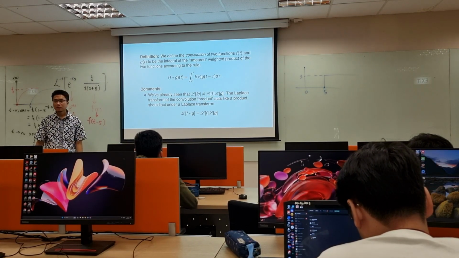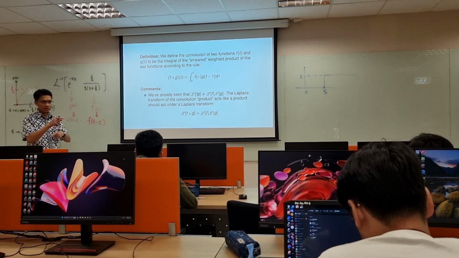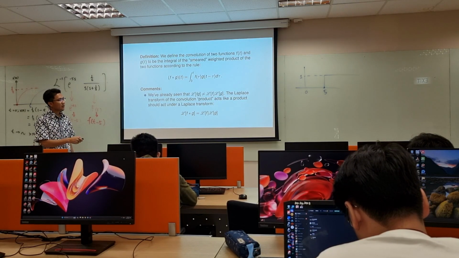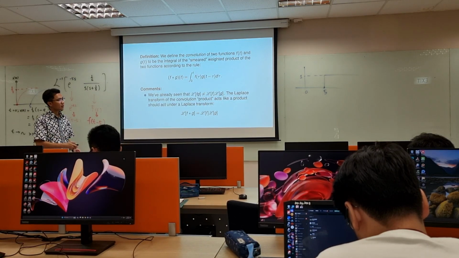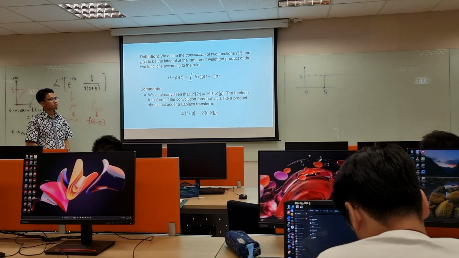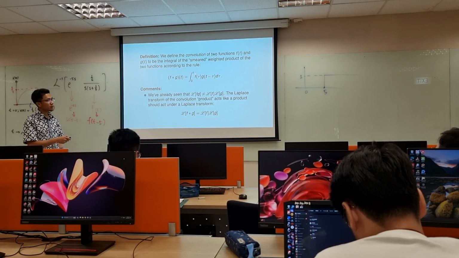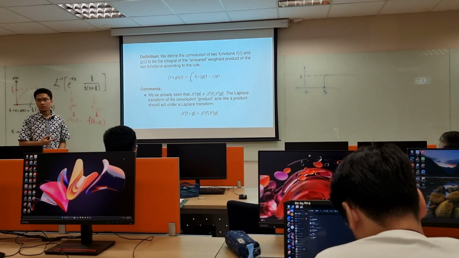This is the definition for the convolution integral. We use a star for the convolution notation. It is defined as the integral from 0 to t of the product of the two functions. There is a t here and there is a tau. Tau is the temporary term, and so the integral result will be in t, not in tau.